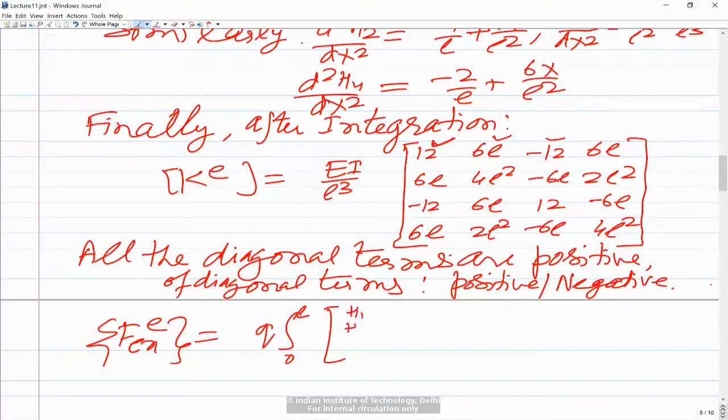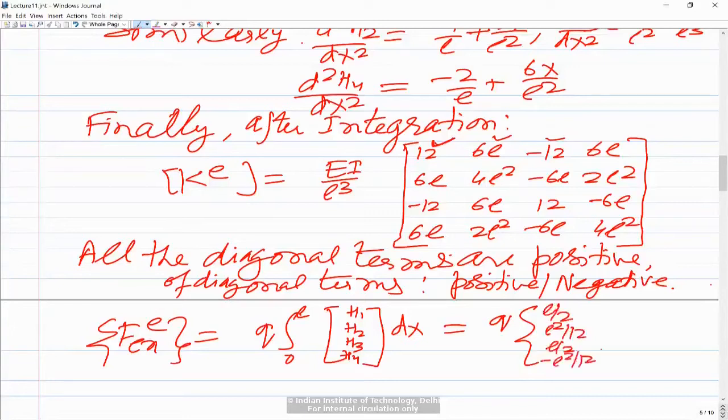But here I am saying that q is constant, so you get this as dx. And I leave it to you to verify the result: if you integrate h1 from 0 to L it will give you L by 2. If you integrate h2, it will give you L square by 12. If you integrate h3 it will give you L by 2, and if you integrate h4 it will give you minus L square by 12. So therefore this load vector would be q times L by 2, L square by 12, L by 2, and minus L square by 12.